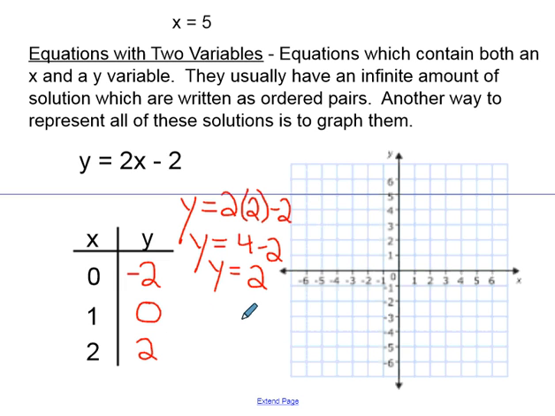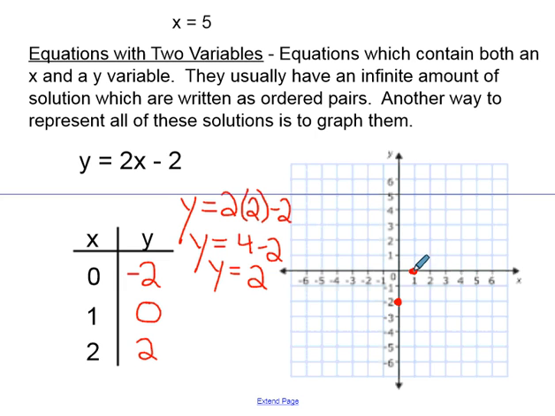We'll do one more. We do 3 points. That'll give us a nice graph. I'm going to put a 2 in here for x. I'm now going to have 4 minus 2, and y equals 2.